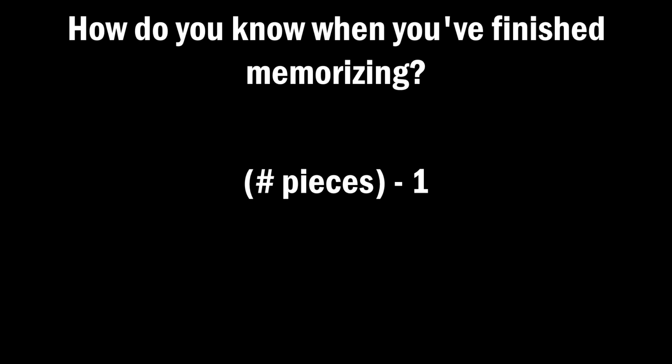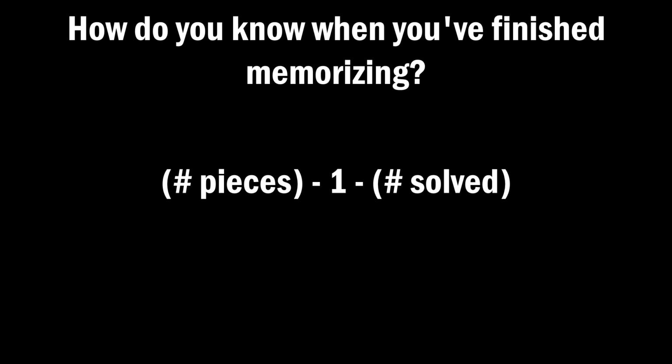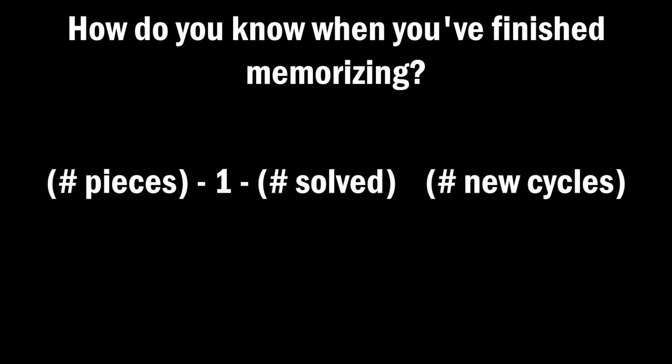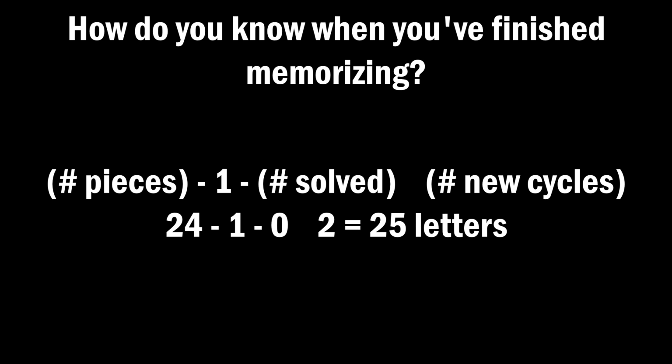Number of pieces, minus 1, minus solved pieces, plus new cycles. So for example, there are 24 wings, subtract 1 is 23. Let's say the scramble did not give me any solved wings. So this would be minus 0, still 23. And then I've made 2 new cycles, so that's 25. If I think I'm done, but I've only memorized 22 letters, then I must have some pieces that I haven't solved yet. You can also use this for centers, but you probably don't need this for centers because it's a lot easier to tell when you finish centers.